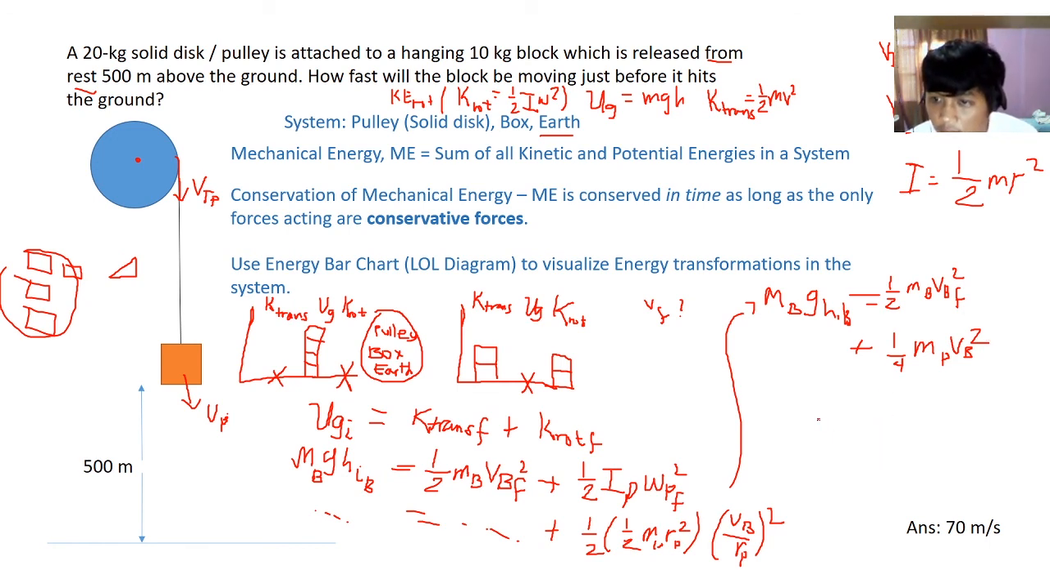I'm really having a hard time writing using this PowerPoint pen, but since everything is given here already, I want you to check that you will get 70 meters per second for the velocity of the block. You know that the mass of the block is 10, g is 9.8, the initial height of the block is 500, and the mass of the pulley is 20. The velocity of the block is what we're looking for. So we have everything at our disposal, and we can now solve for the velocity of the block by algebraic transposition. That's all, I guess.